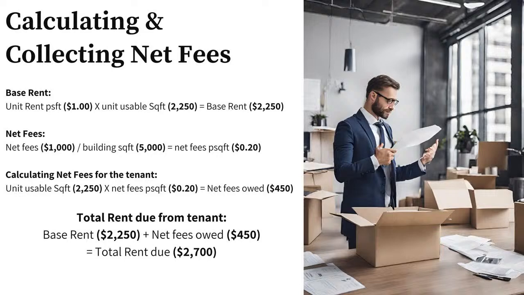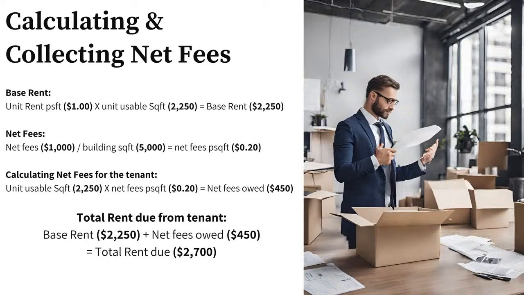You've got a base rent, right? And you calculate that by foot. So I like to go by month, right? Some people will calculate by year. I calculate by month. So the rent per foot per month is $1. The usable square feet, we'll talk about usable versus rentable, that is 2250. Base rent would be 2250, right?